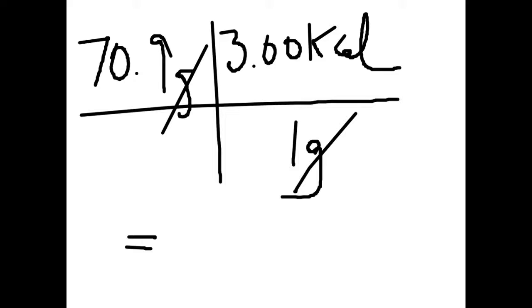No, 70.9 grams is how much you're consuming. But if you consumed a gram, you'd release 3 kilocalories, correct? For 70.9 grams, you would release how much? Is that making sense? So imagine 212 kilocalories. Oh, wow.